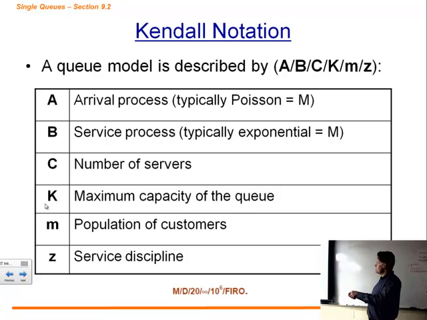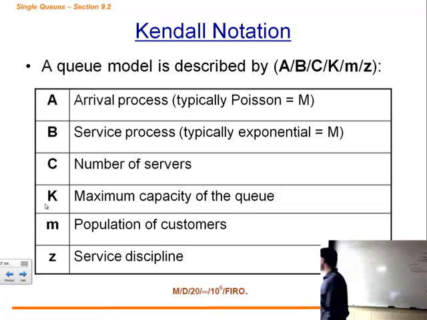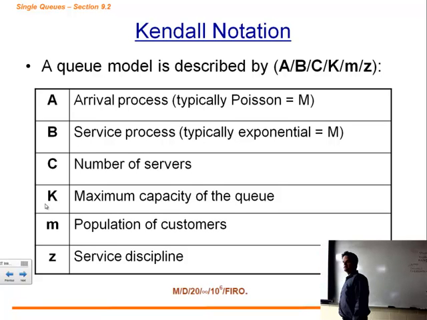That is typically how we're going to model the arrival process. So that's a very popular choice of the arrival process. And we use the letter M for that. M doesn't stand for Poisson, obviously. It stands for Markov. A Poisson process is a particular kind of Markov process.